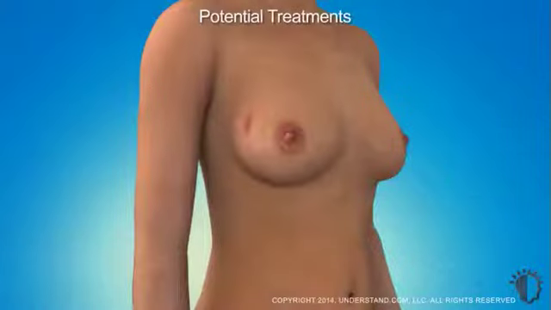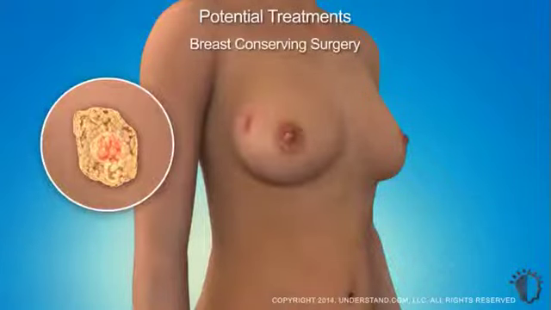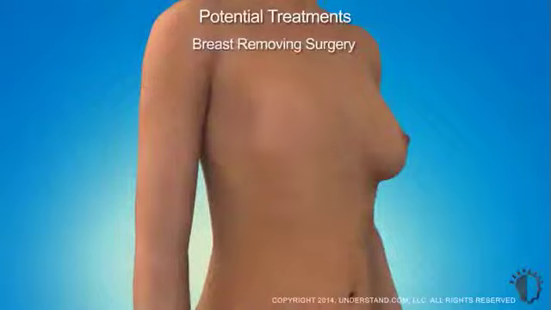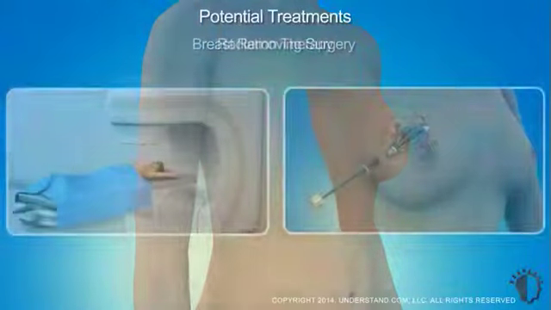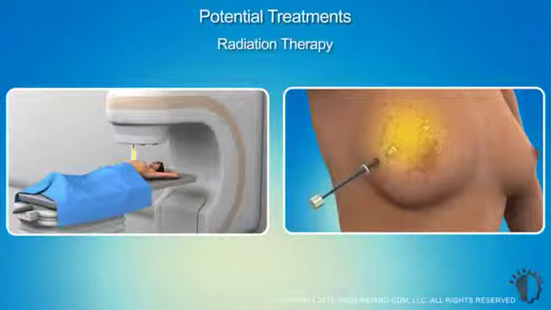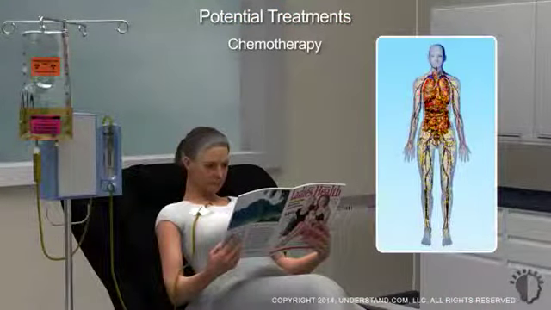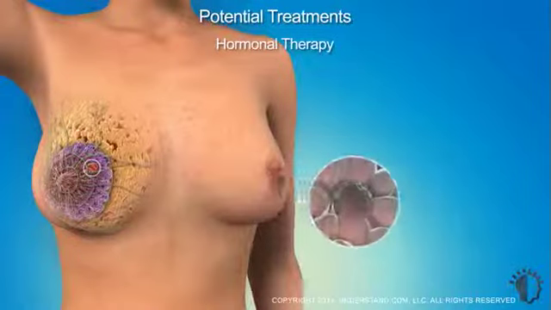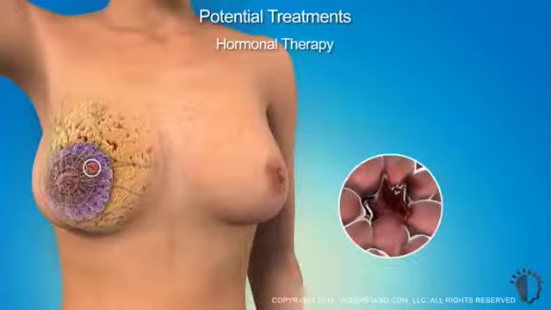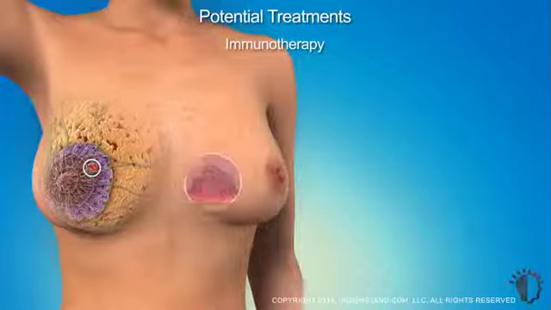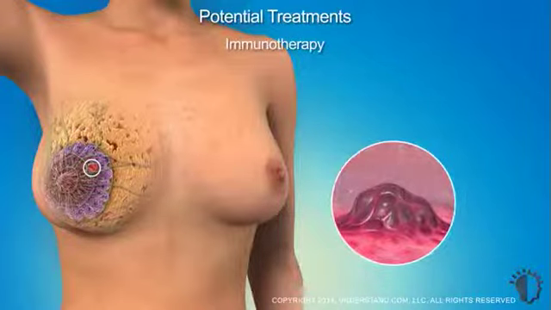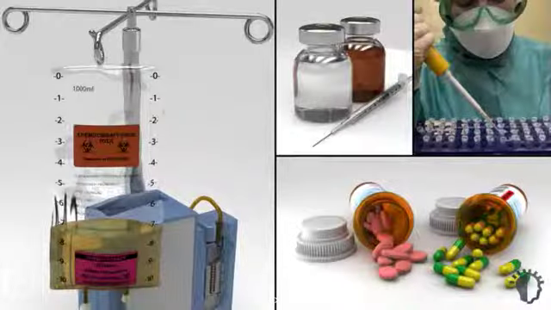Potential treatments include surgery to remove the tumor and surrounding normal tissue, surgery to remove the entire breast, radiation therapy to eliminate cancer cells, intravenous chemotherapy medications that destroy cancer that may have spread beyond the breast, hormonal medications that block the effects of hormones on cancer cells, and immunotherapy treatments that specifically target cancer cells. Clinical trials are also underway to test new or improved therapies to fight cancer.